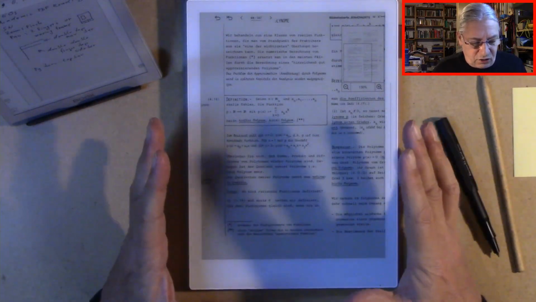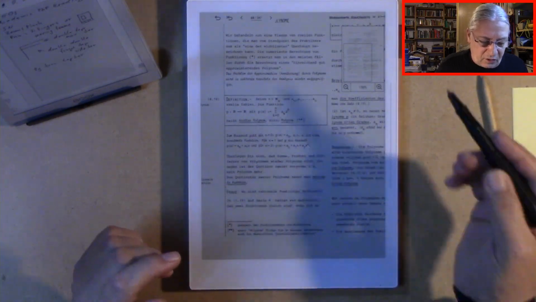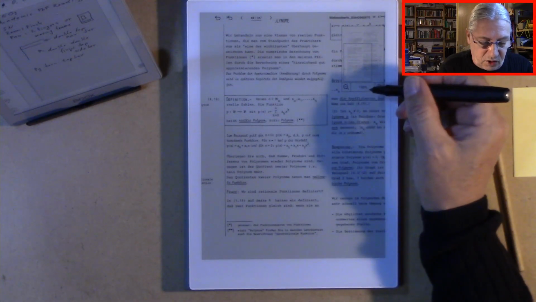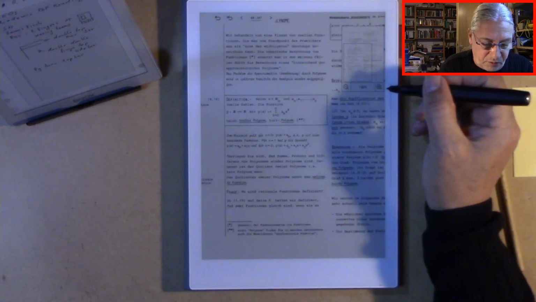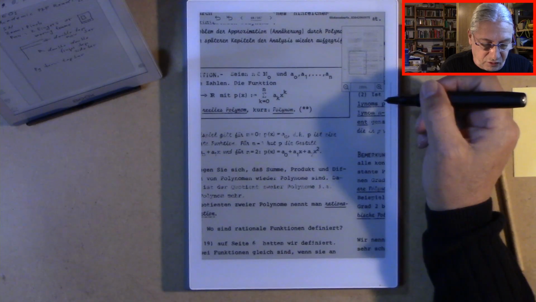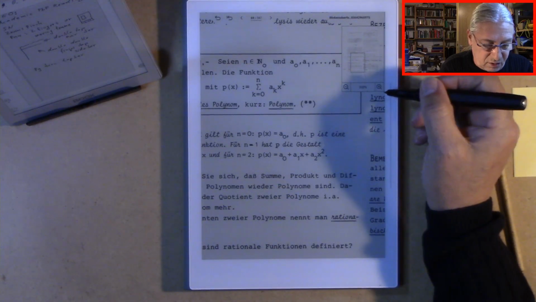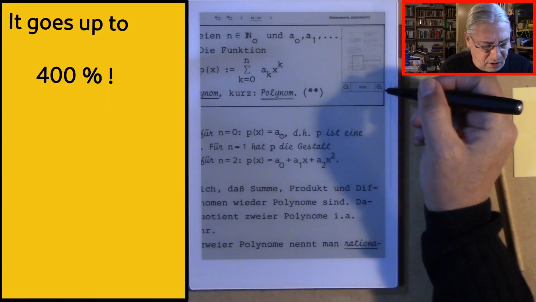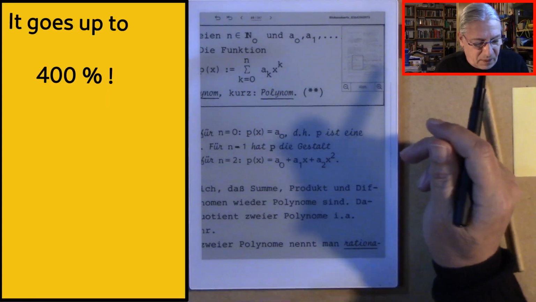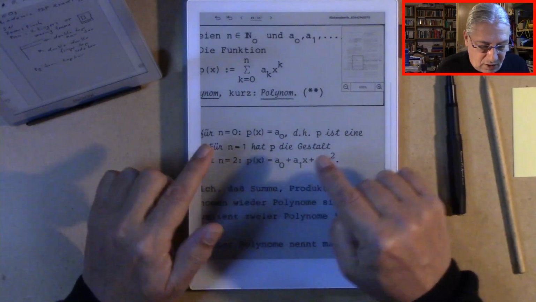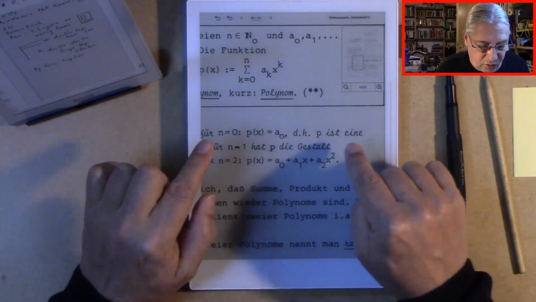A disadvantage of the Supernote is that you can only change the zoom level in 50% steps. So 150, 200, 250, 300, 350. So it really goes into the details, right? Let's try to get back to full view.